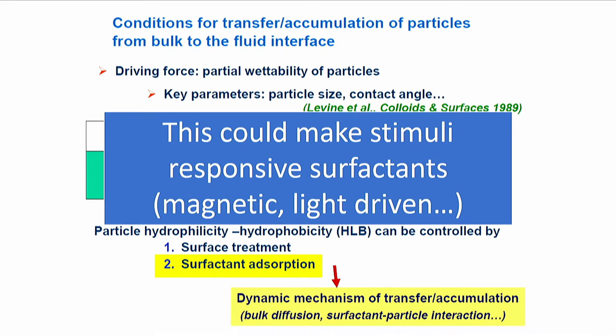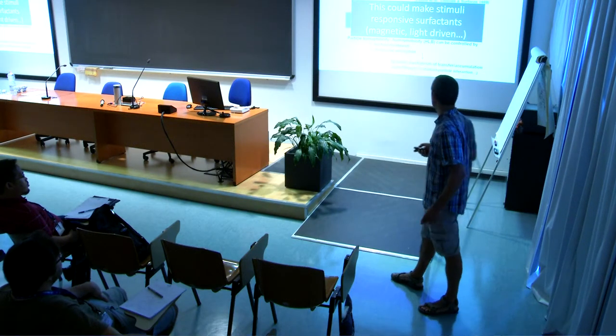And now we are working on this subject, and the fact that you can use different particles could allow you to have stimuli-responsive systems. If you have magnetic particles or light-sensitive surfactants, then you can make foams or emulsions whose stability is controlled externally by a stimulus. And this could be important, for instance, in the oil industry, if you want to extract oil from the water and separate it and then recycle the same surfactant. There are many situations in which you would like to have a surfactant whose surface activity is controllable so that you can use and reuse it and recycle it rather than wasting it every time.